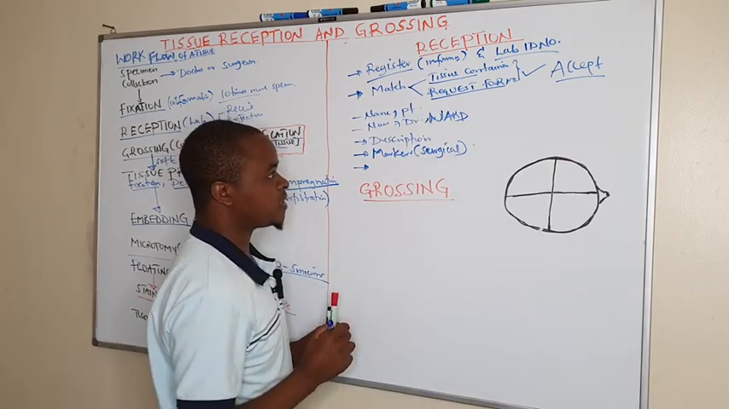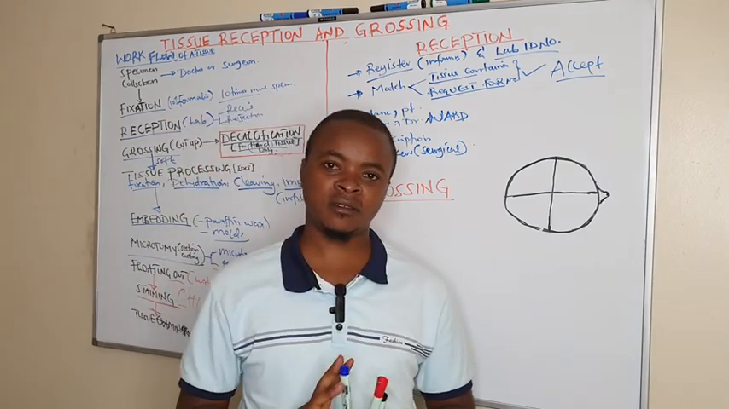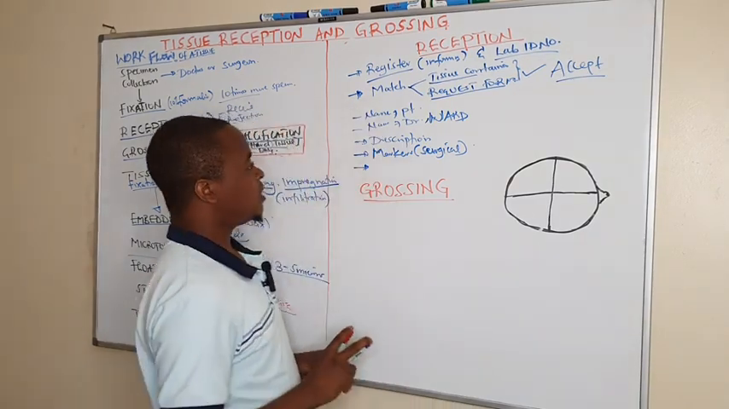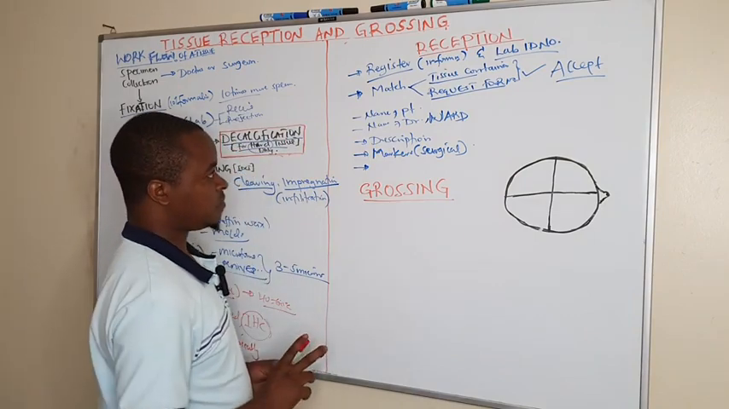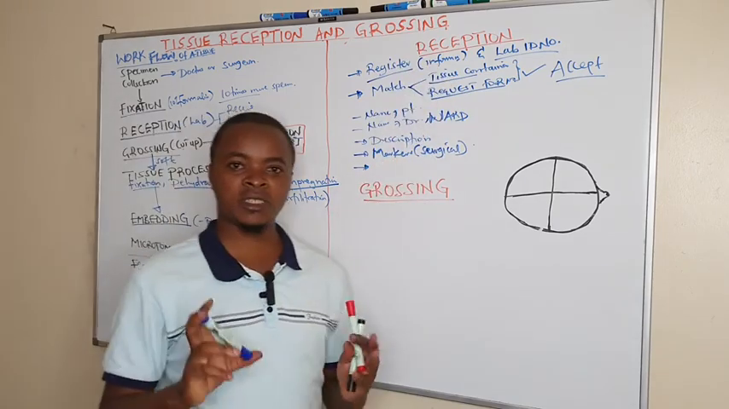Where they have picked the sample. So in case that information is lacking, we reject the histopathology sample or the tissue. And this is what we can discuss in details under reception, tissue reception.